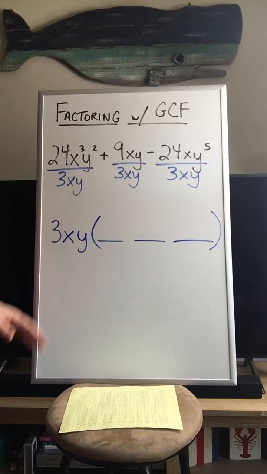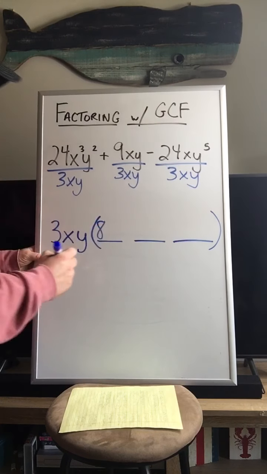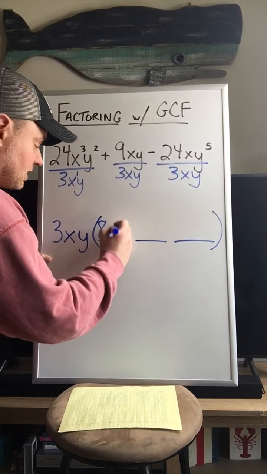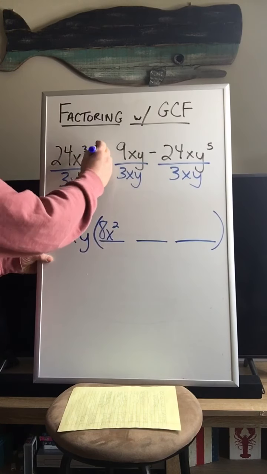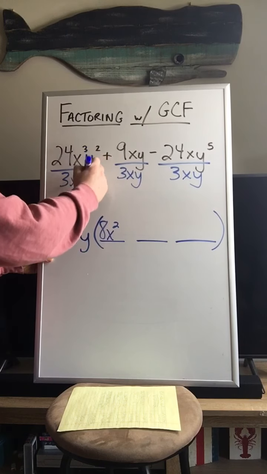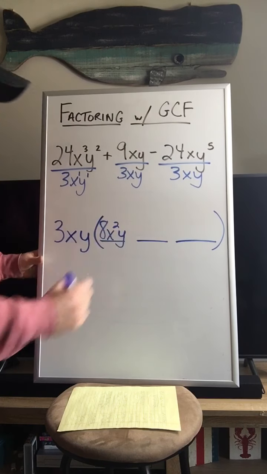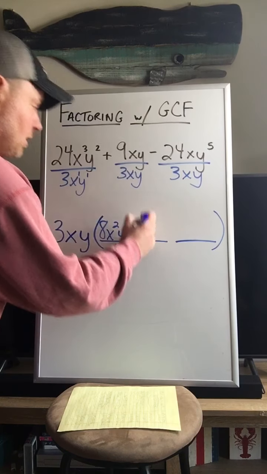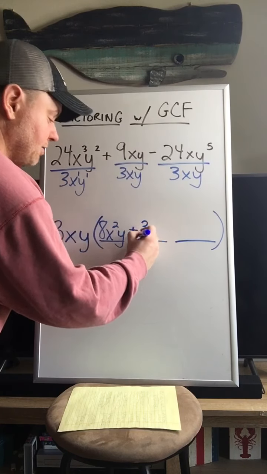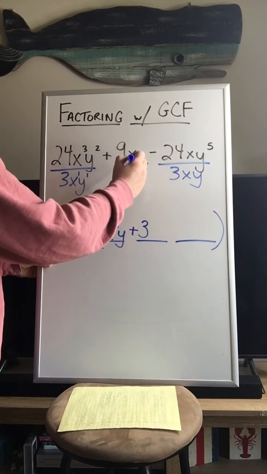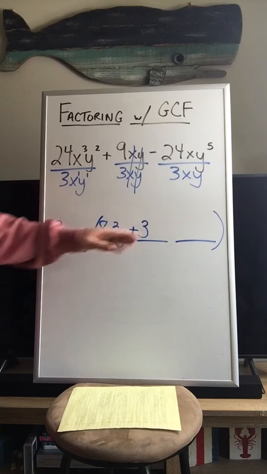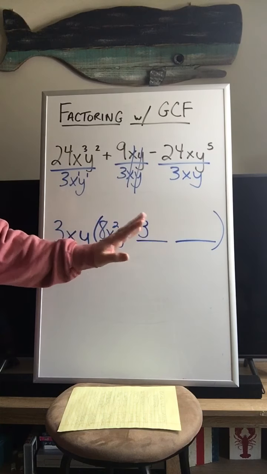Right? And get your remaining polynomial. So 24 divided by 3 is 8. X to the third divided by x to the first will be x to the second. And y to the second divided by y to the first, you subtract the exponents, that'll be y to the first. Plus 9 divided by 3 is 3. Here, x divided by x cancels out. Y divided by y cancels out. So there will be no variable with the 3. It'll just be the 3.